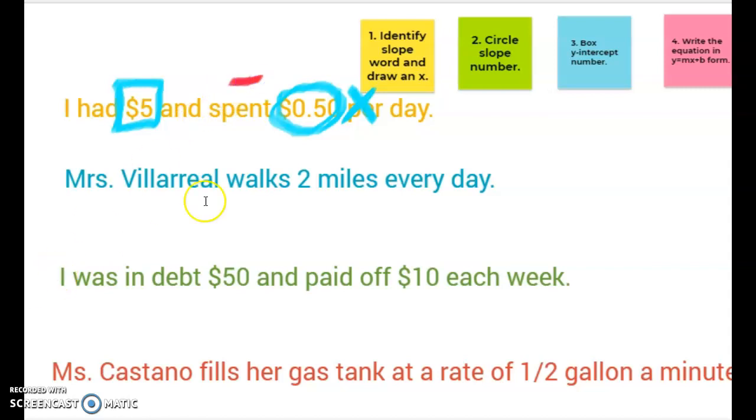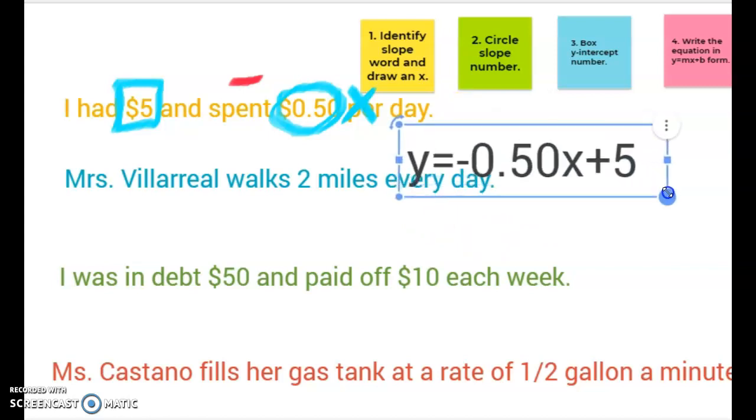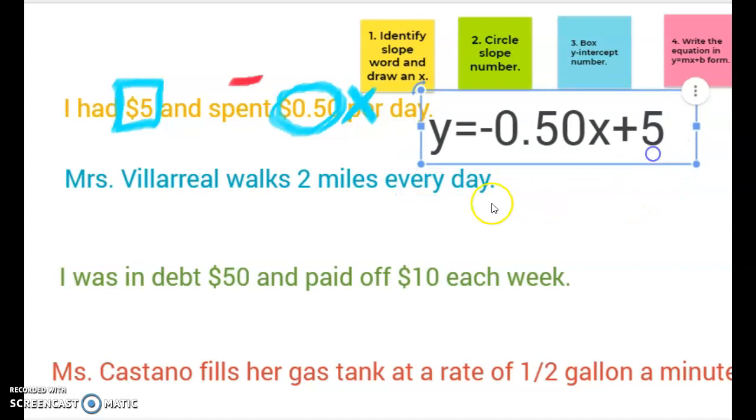Okay, so if we try to write our equation for that one, we should be getting y is equal to, remember our slope was negative, so it's negative 0.50. That was my slope number, so x goes with that, plus 5, because we started with $5. Okay, so there's my equation. See if you can work through the next 3, and then go ahead and hit submit on your assignment.